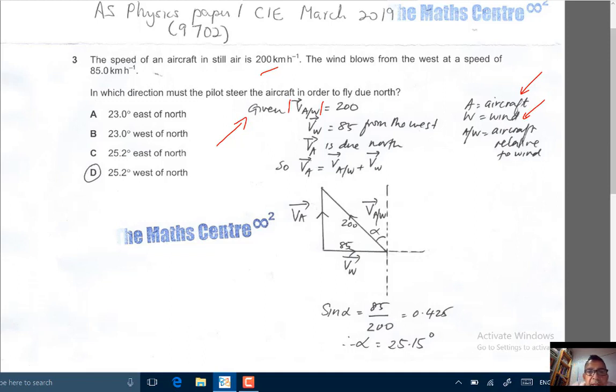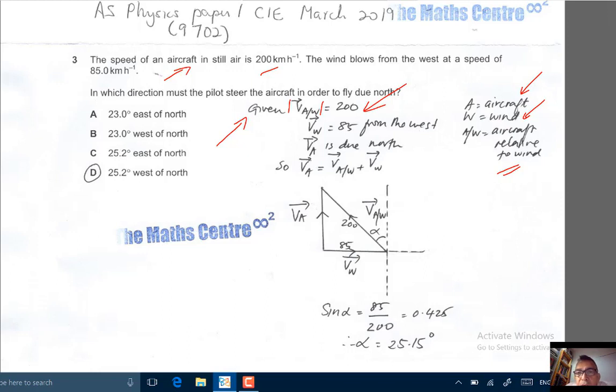So from this line here, the speed of an aircraft in still air is 200 km per hour. We know that the magnitude of the velocity of the aircraft relative to the wind is 200 km per hour. That's what I've written here.